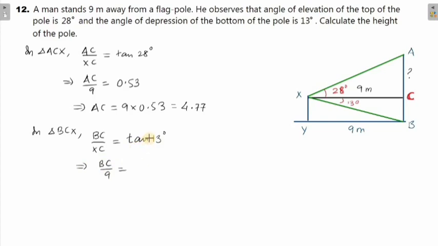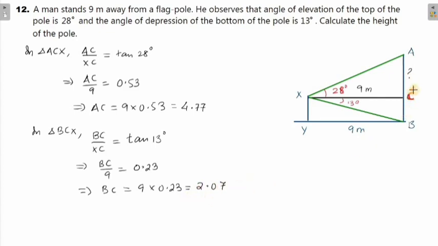Now tan 13 degree. Let's look at the value of tan 13 degree from the table. It is 0.23. Now let's do the cross multiplication. So from here you get BC equals 9 into 0.23. When you multiply, you get your answer to be 2.07. Okay, now we got what is BC.